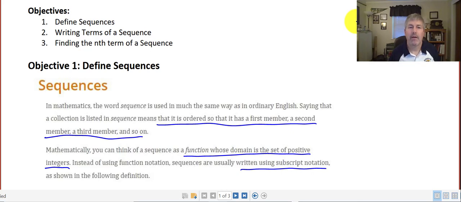Welcome back. The objectives of this video are to define sequences, write terms of a sequence, and find the apparent nth term of a sequence.